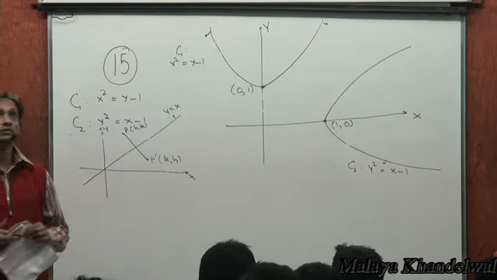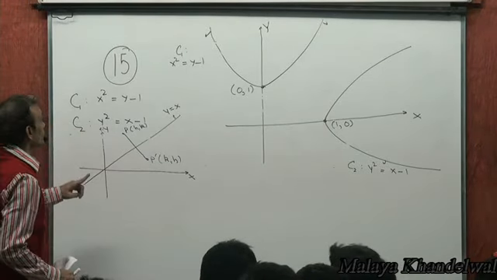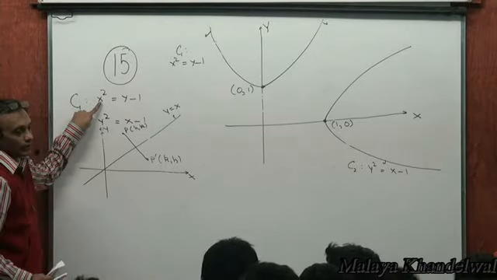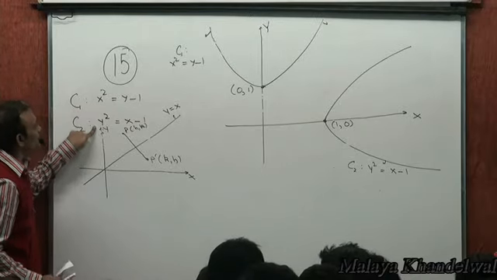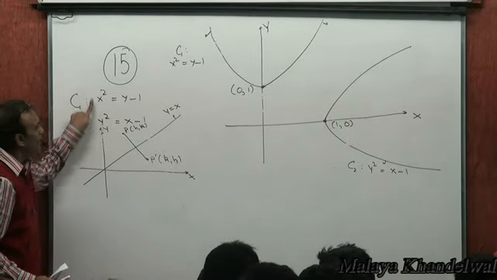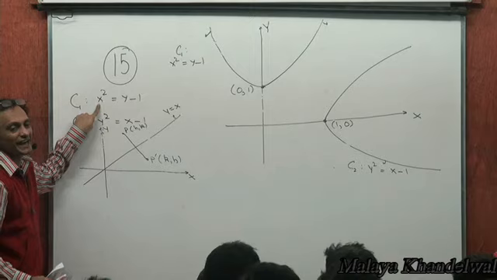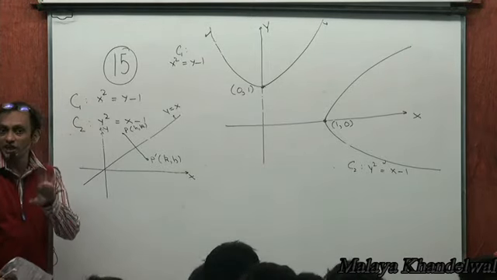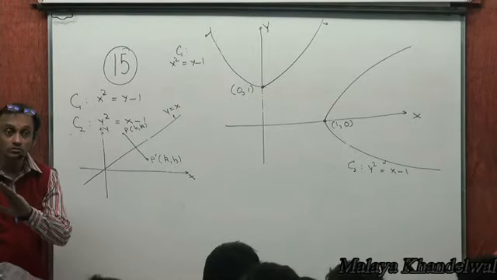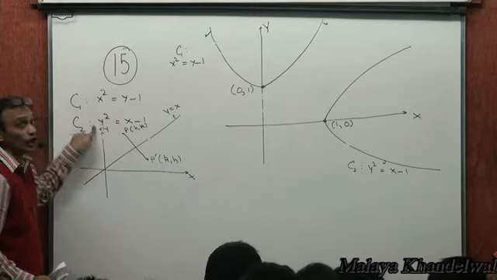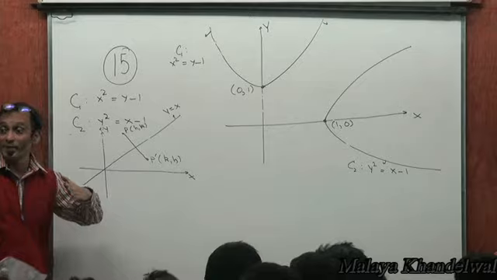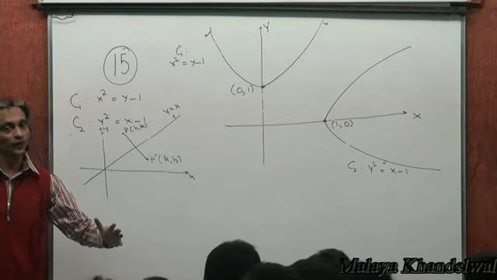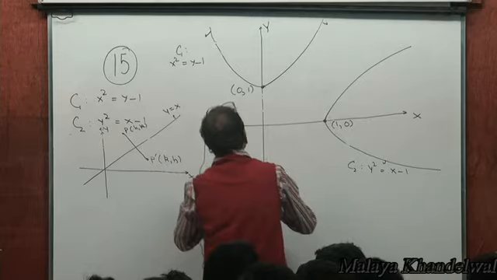Similarly, look at this. This curve can be obtained from this curve by replacing x by y and y by x. The two curves can be obtained from each other by interchanging x and y. Therefore, the two curves must be reflections of each other about the line y equal to x.